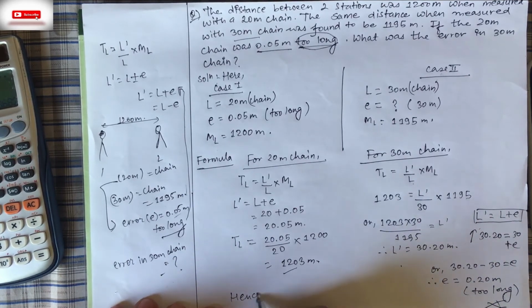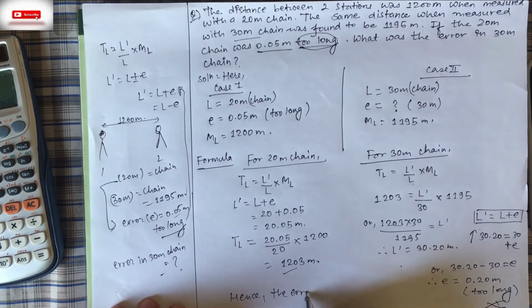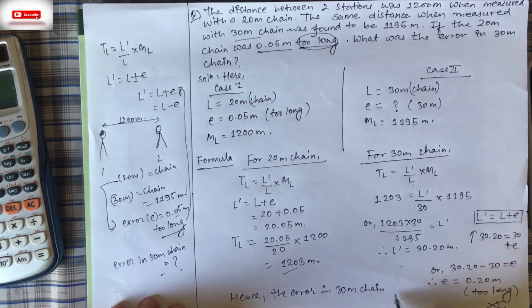Hence the error in the 30 meter chain is 0.20 meter, which is, don't forget to write this, too long. Okay, too long.